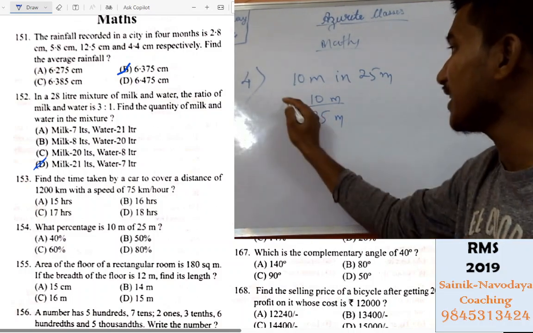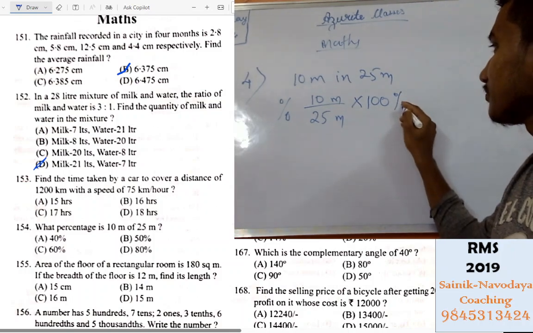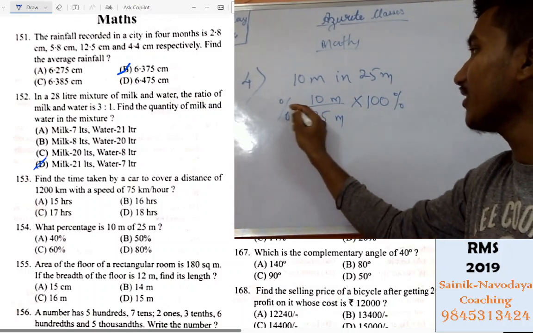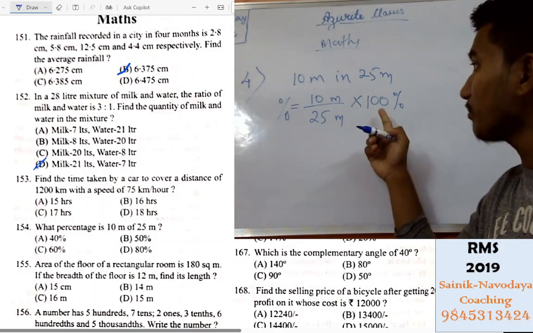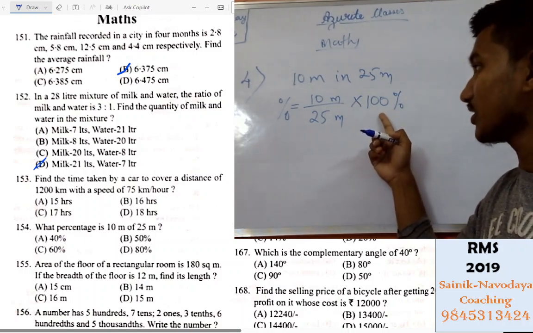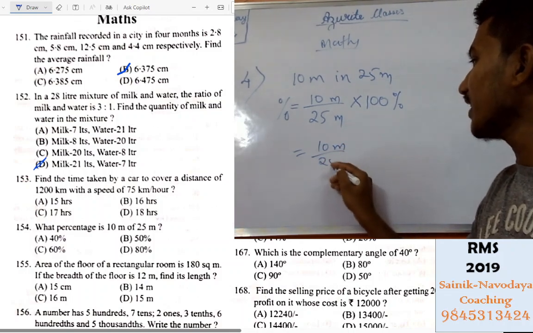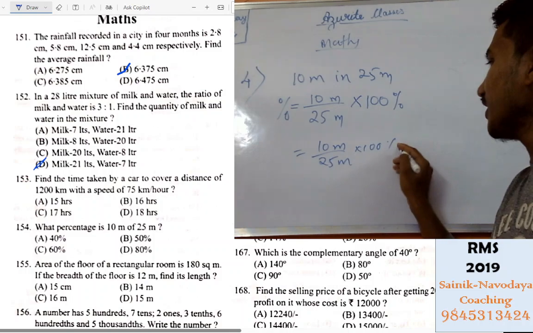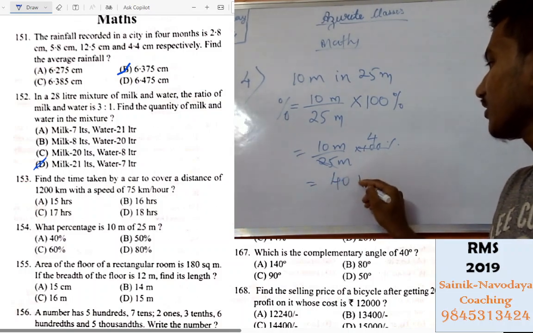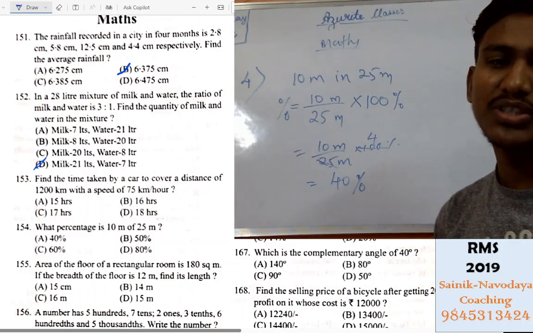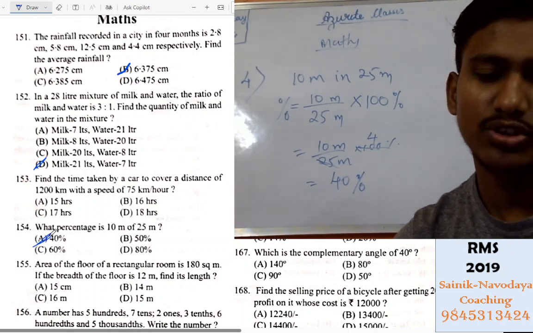If you want to find percentage, what we have to do? Multiply with 100%. We write 10 divided by 25, and we should multiply with 100%. Now cancellation. 25 how many is 100? 25 fours are 100. So 10 into 4 is how much? 40%. Option is option A. So 40% will be the answer.